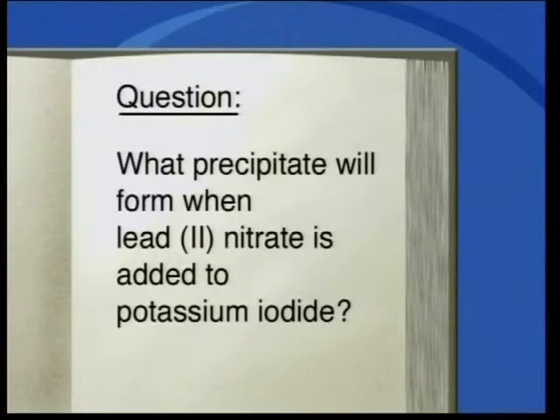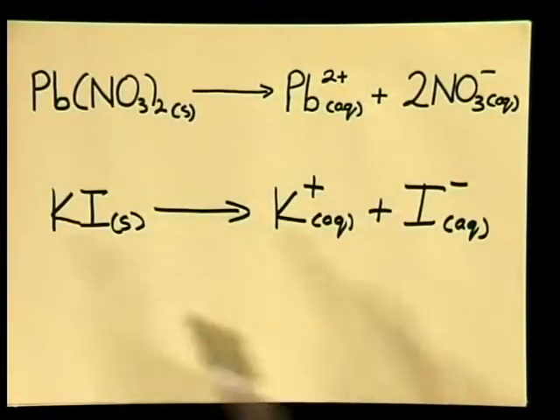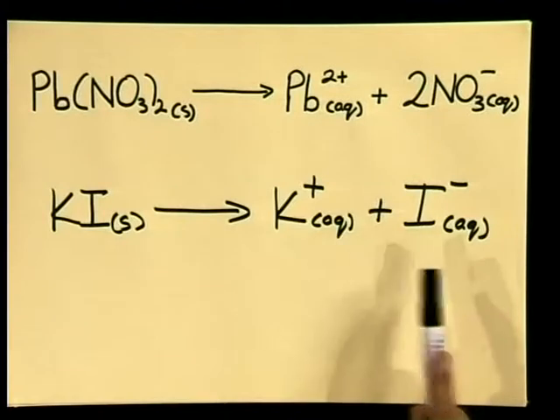Can you work out what the precipitate is? What precipitate will form when lead nitrate is added to potassium iodide? If you are not quite sure what the precipitate is, then think about what ions were present in the original solutions and the solubility rules. Here are the original dissociation equations.